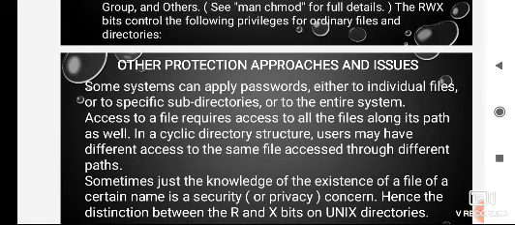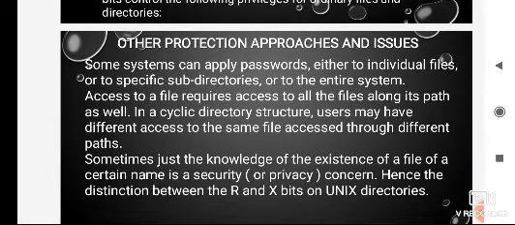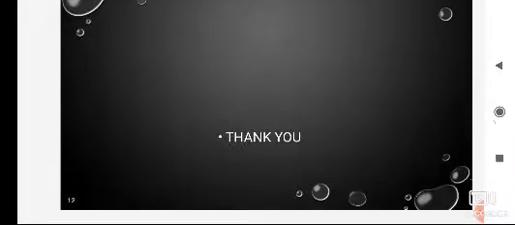Other protection approaches and issues: some systems can apply passwords either to individual files, or to specific subdirectories, or to the entire system. Access to a file requires access to all the files along its path as well. In a cyclic directory structure, users may have different access to the same file accessed through different paths. Sometimes just the knowledge of the existence of a file of a certain name is a security or privacy concern. Hence, the distinction between the R and X bits on Unix directories. Thank you.